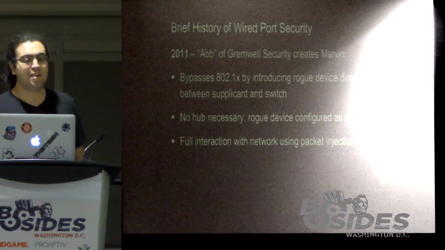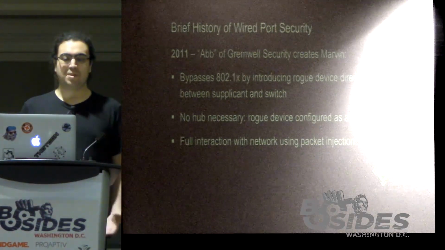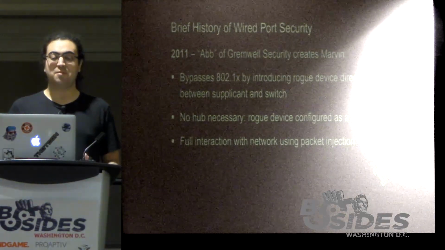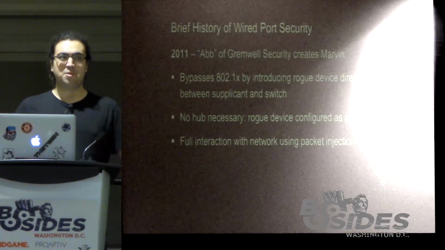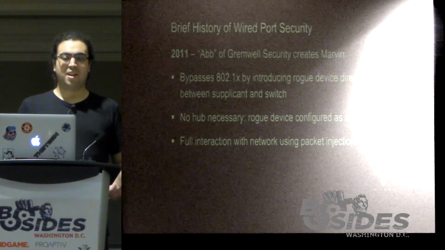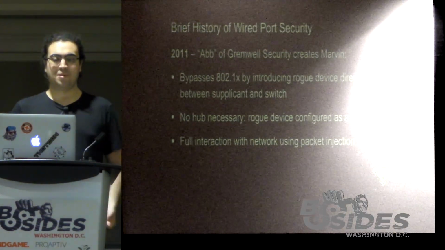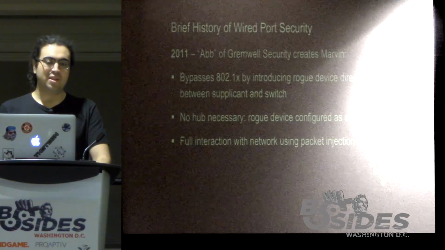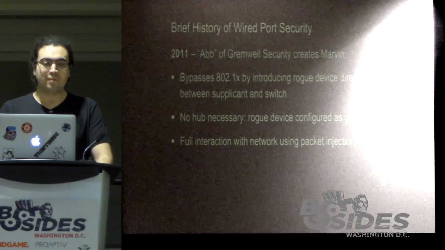6 years after that, Abb from Gremlin Security created a tool called Marvin, implemented in Java, and it was able to bypass 802.1X by introducing the rogue device directly between the supplicant and the switch. So you didn't really need a hub anymore. You could just put a device with two network interfaces between the supplicant and the switch, and use a Linux bridge to forward traffic back and forth between the two of them. It was able to interact fully with the network, so full TCP injection and full UDP using packet injection.